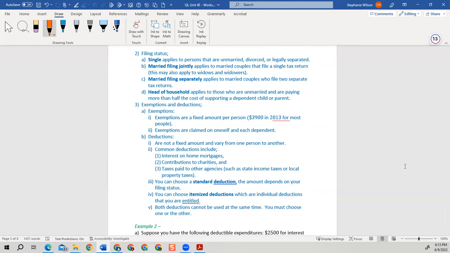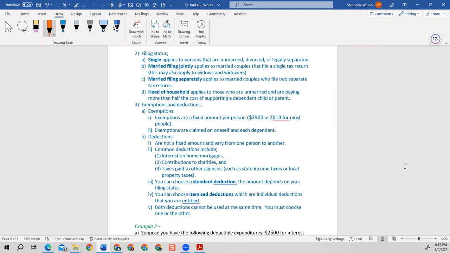As of 2013, exemptions was $3,900 per person on the tax form. Standard deduction goes up each year, so do the exemptions. But the standard deduction is what you get whether single, married, or either one of these categories. You'll get a different amount depending on the category you fall in. But that's across the board.